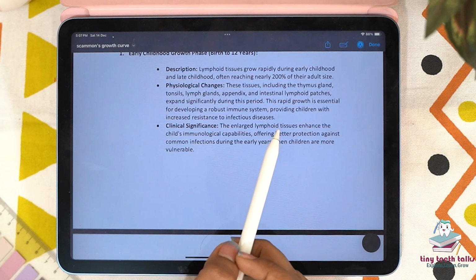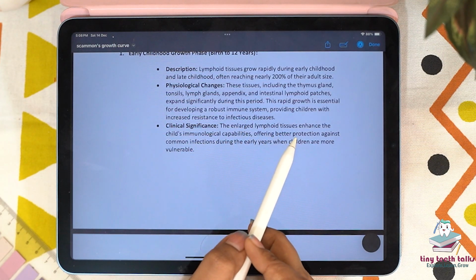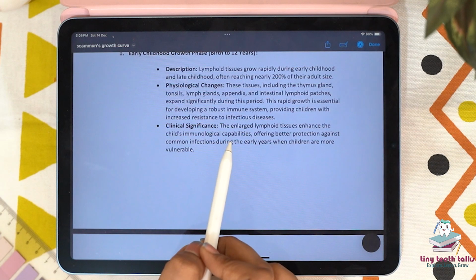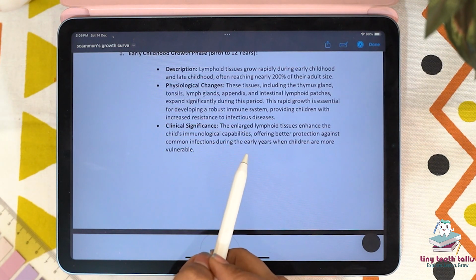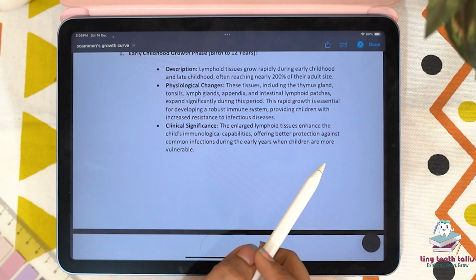resistance to infectious disease. Clinical significance: the enlarged lymphoid tissue enhances the child's immunological capabilities, offering better protection against common infections during the early years when children are more vulnerable.